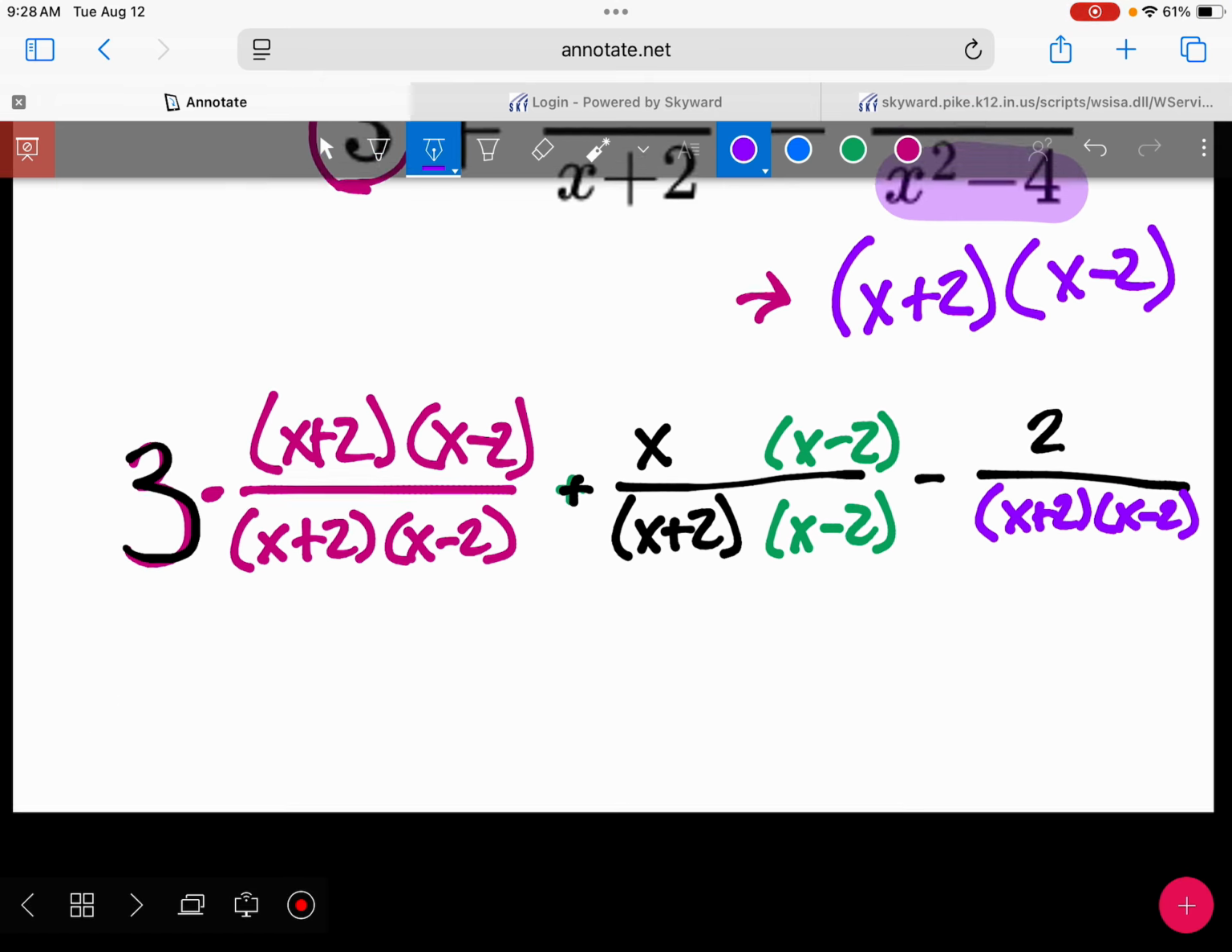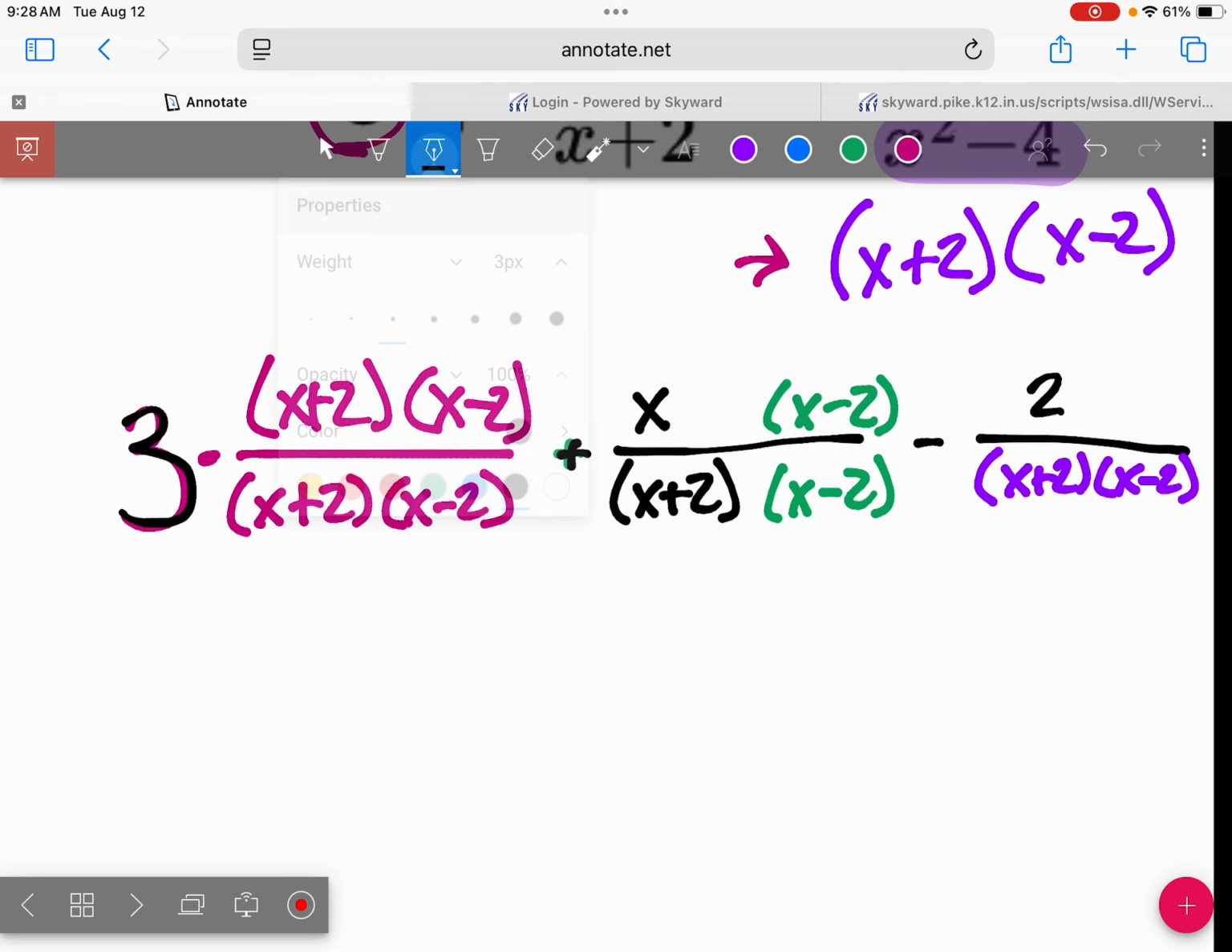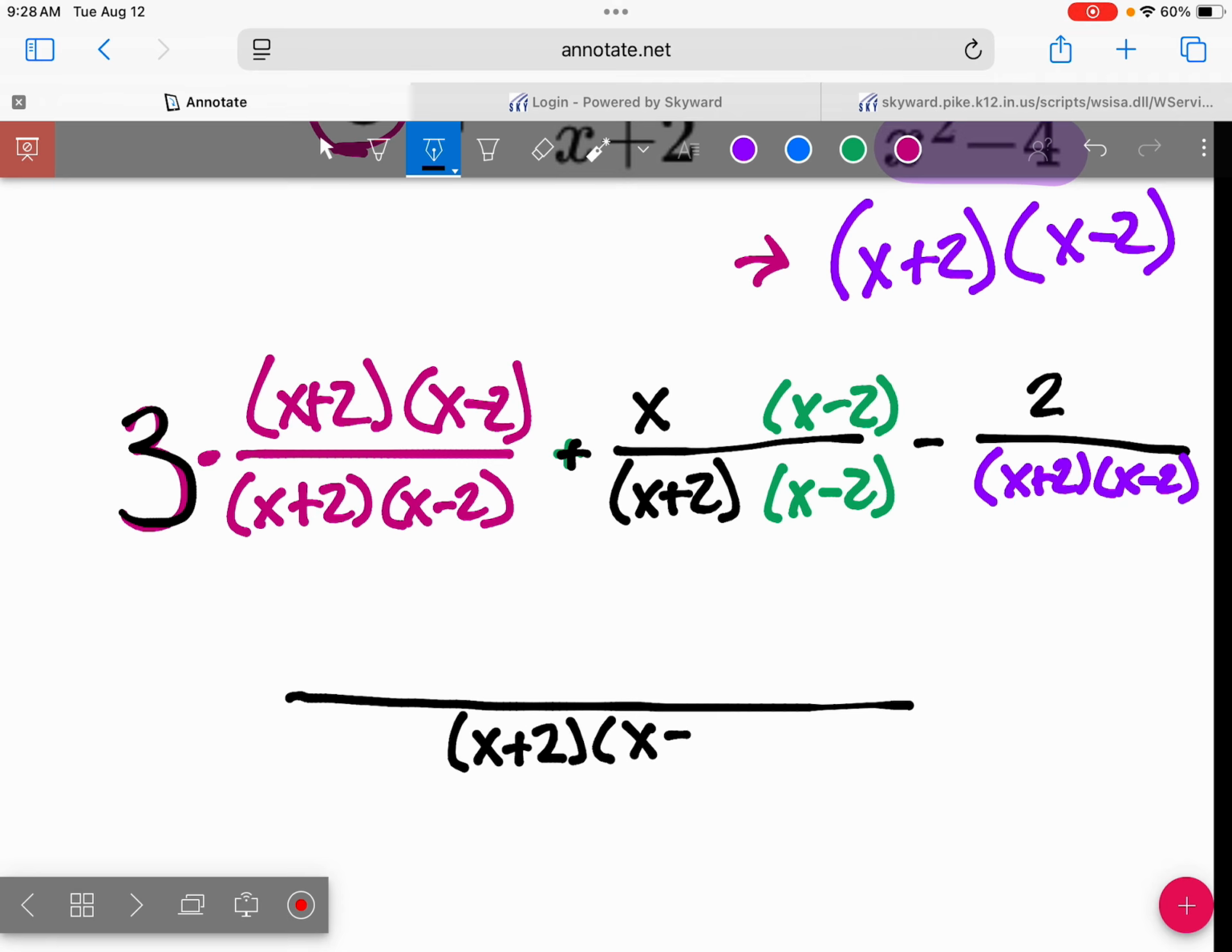So I'm going to make one gargantuan fraction instead of writing the denominator this many times. Because we have x plus 2, x minus 2. We'll get there. We'll get there. I promise. So we have our 3 times our x squared minus 4.